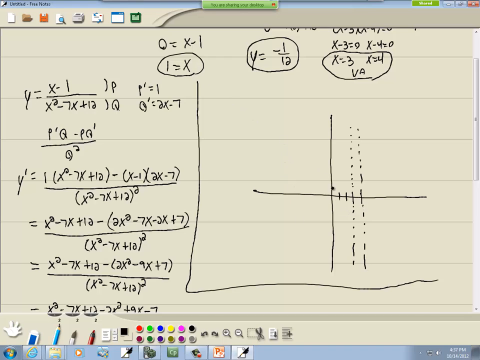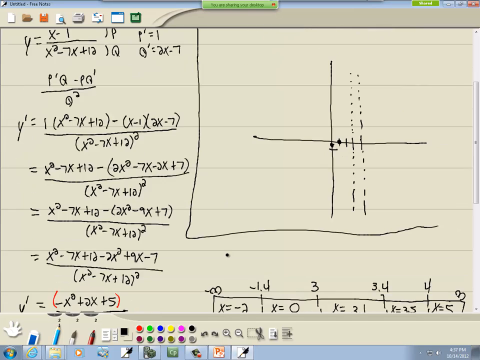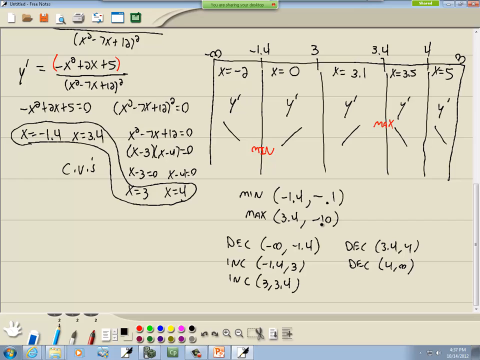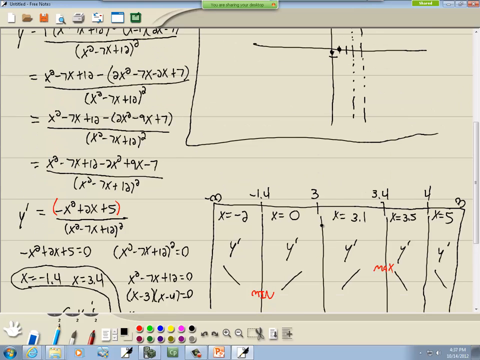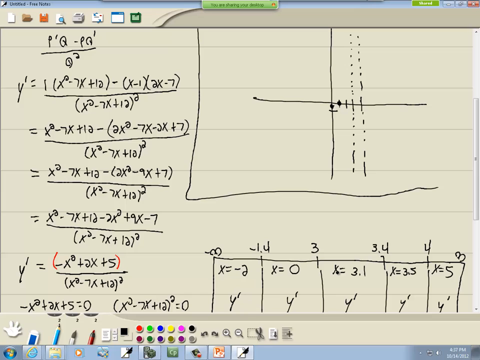And our x-intercept is at 1, so it crosses here. Our y-intercept is negative 1/2, which would be maybe right there. Okay. Our min is at (-1.4, -0.1). So right here, let's say, that's our min.